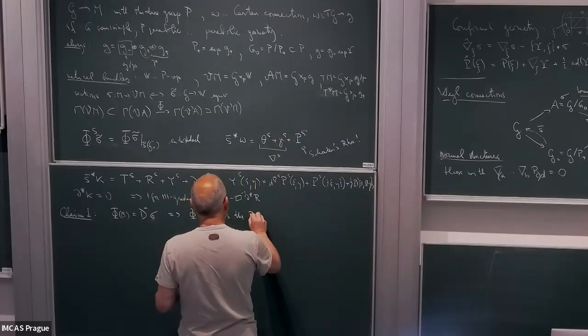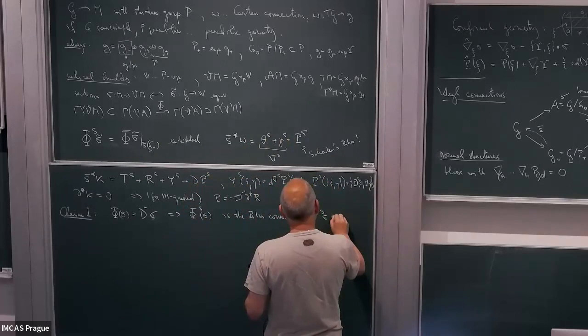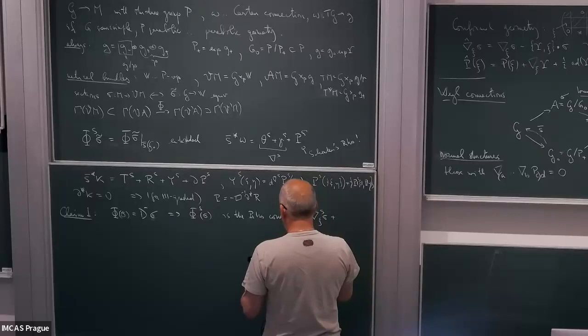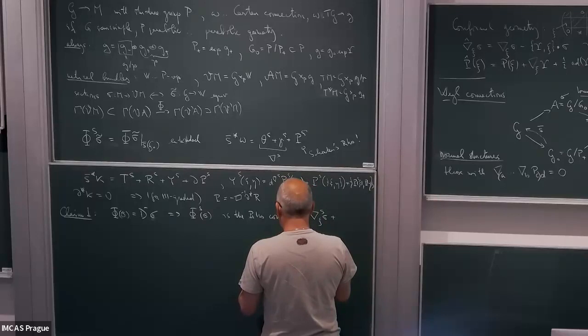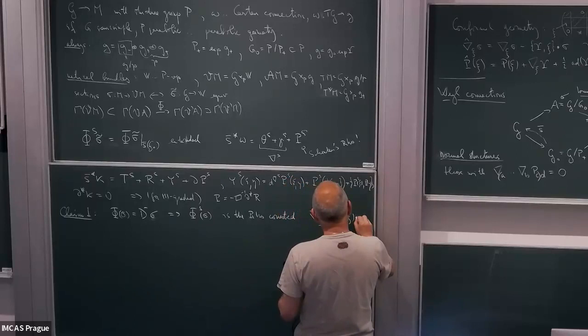corrected derivative, which is nabla s sigma plus, and what you have to add is just the rho acting on sigma.